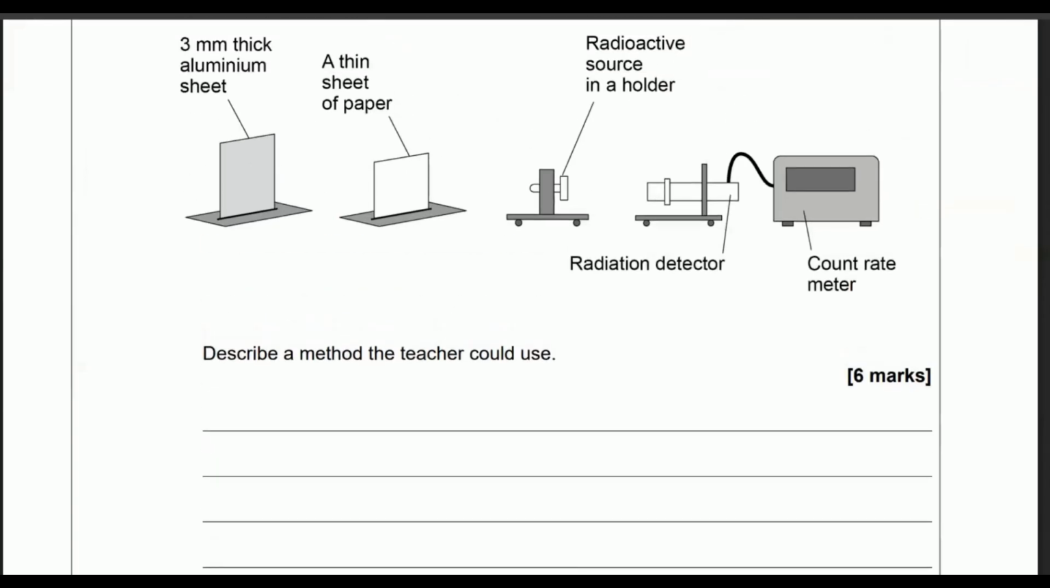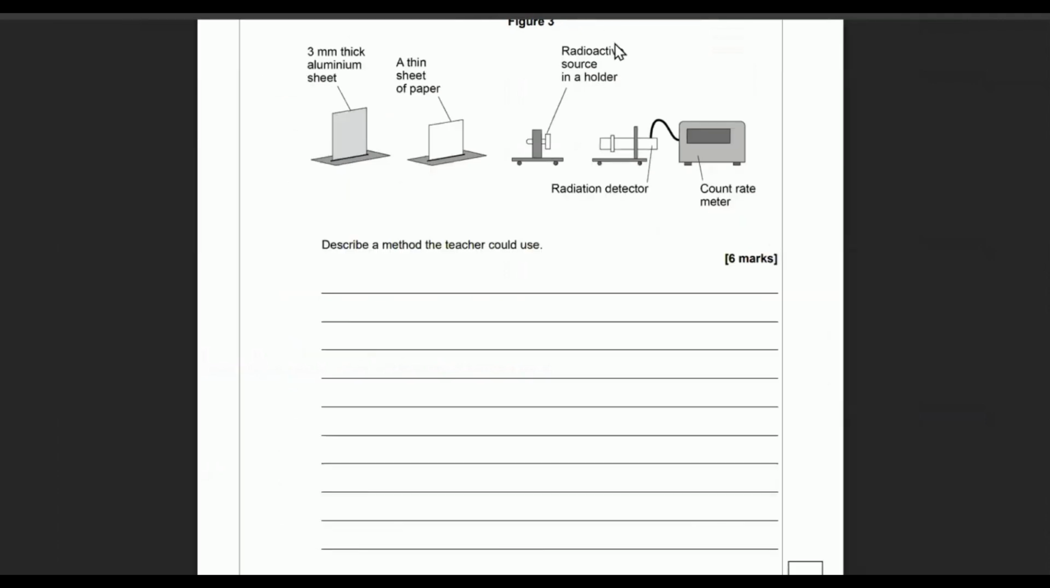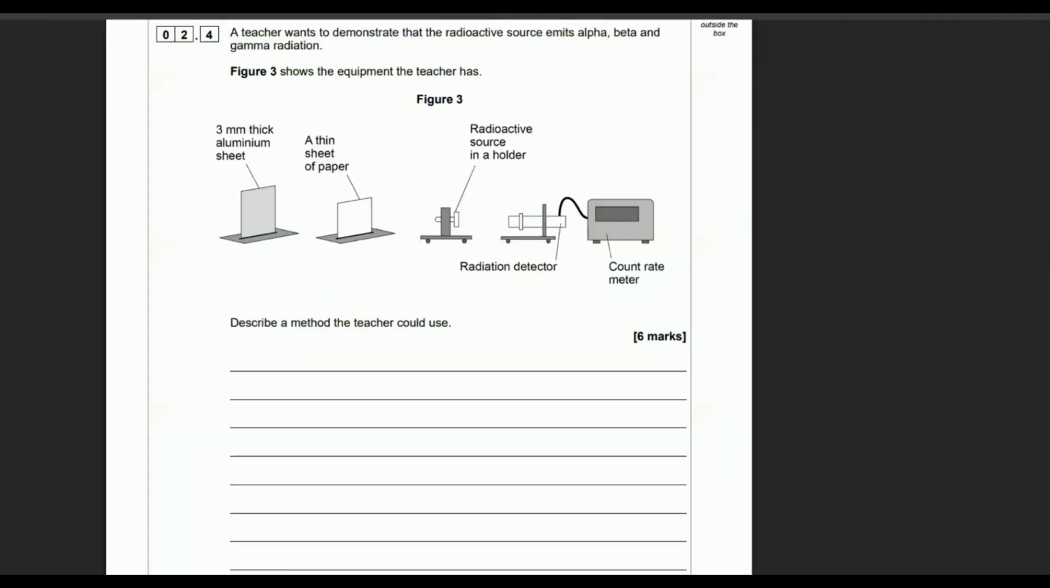Okay, let's shrink this down so I've got a bit more room to write, and then I'll go through this. So what do we want to do here? Describe a method the teacher could use. The teacher wants to demonstrate the radioactive source emits alpha, beta, and gamma. So first of all, we want to aim the radioactive source at the detector and find out how much radiation is coming out of that radioactive source.